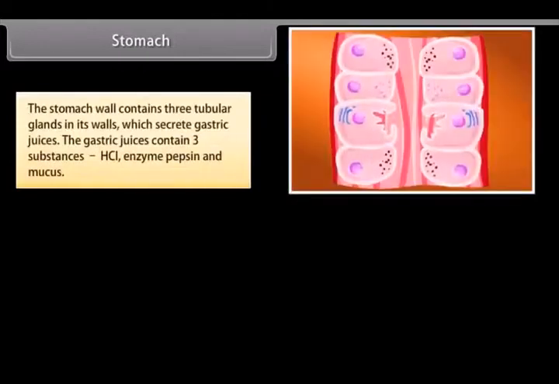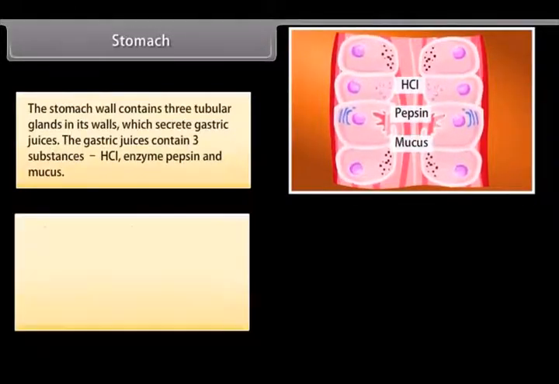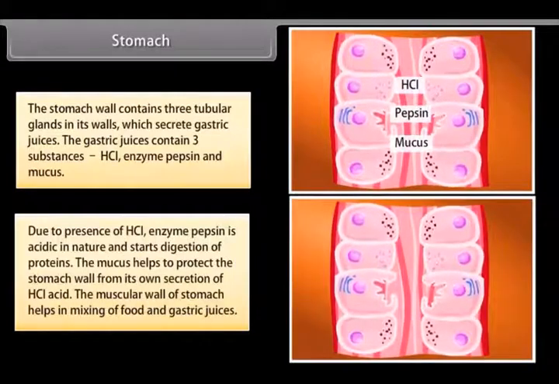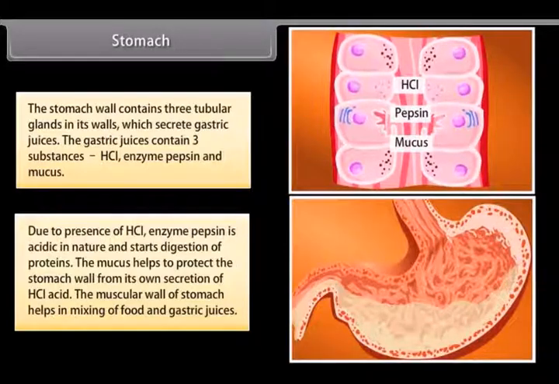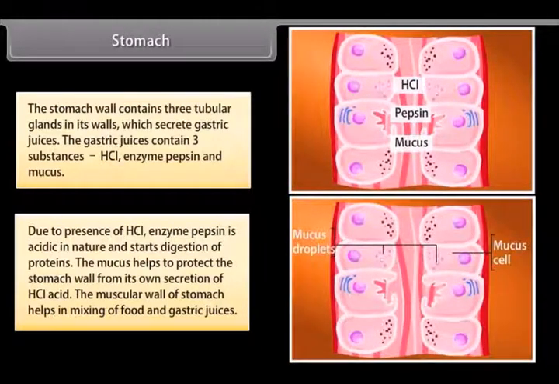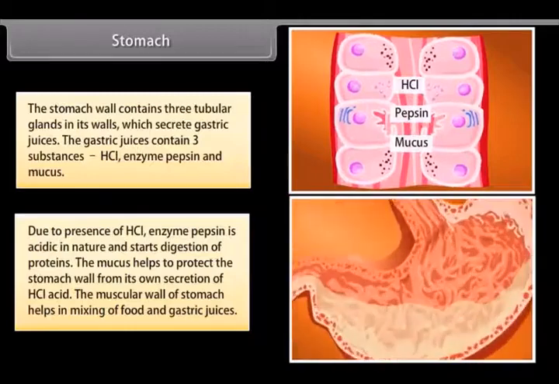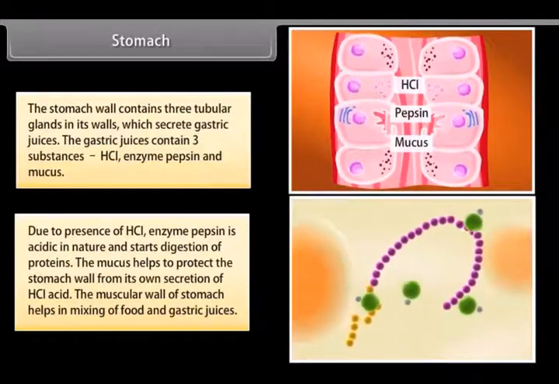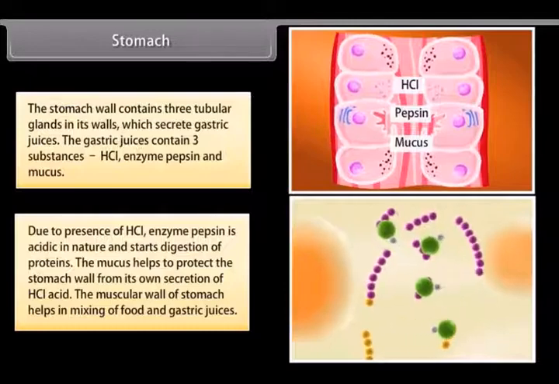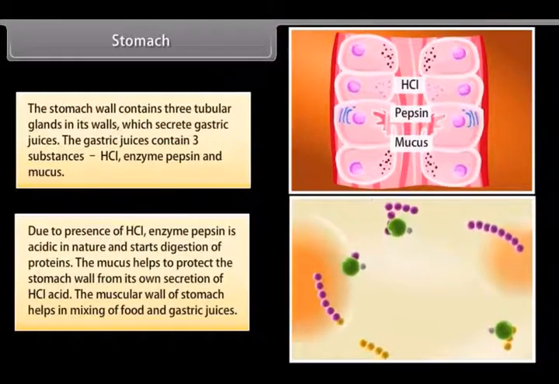The stomach wall contains 3 tubular glands in its walls, which secrete gastric juices. The gastric juices contain 3 substances, HCl, enzyme pepsin, and mucus. Due to the presence of HCl, enzyme pepsin is acidic in nature and starts digestion of proteins. The mucus helps to protect the stomach wall from its own secretion of HCl acid. The muscular wall of the stomach helps in mixing of food and gastric juices.